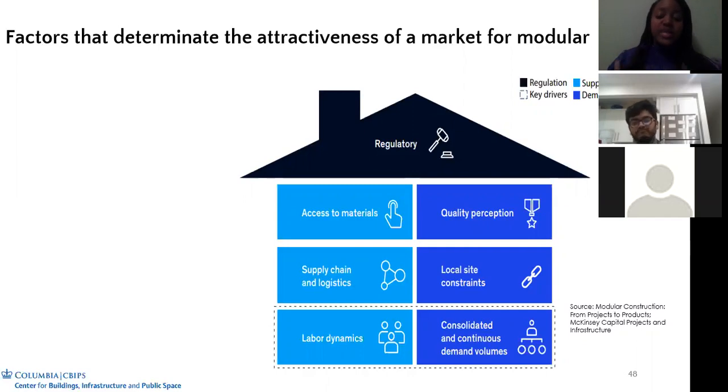But really the two key things are labor dynamics. Can you get the right labor? Second is demand volumes. Next slide.